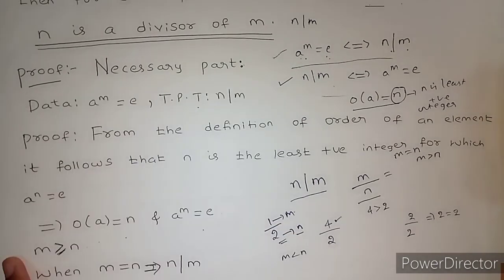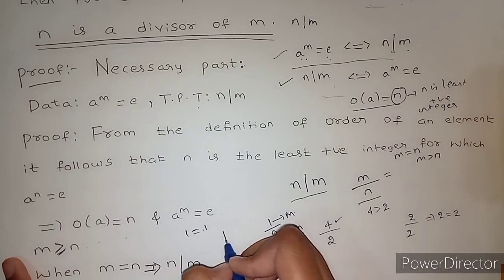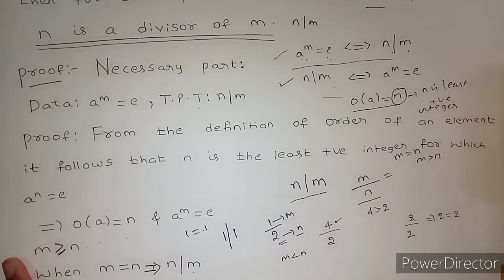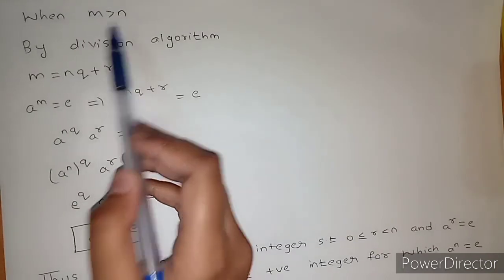First let us consider M is equal to N. If M is equal to N, then obviously N divides M. If 1 is equal to 1, then obviously 1 divides 1, right? If 2 is equal to 2, 2 divides 2. So N divides M. So the first condition is satisfied.